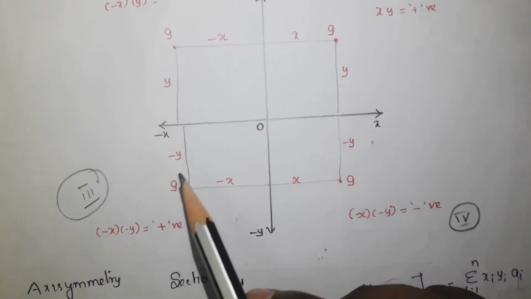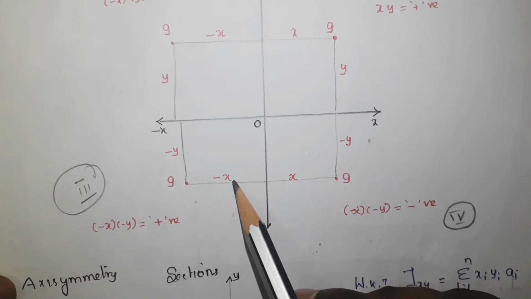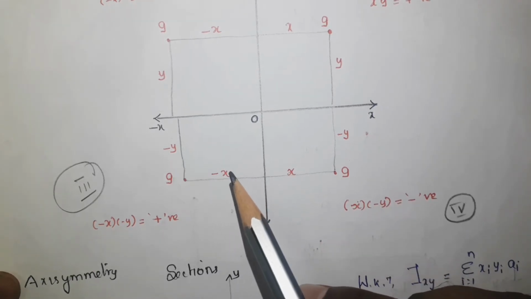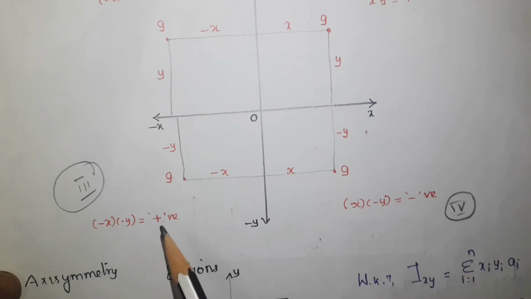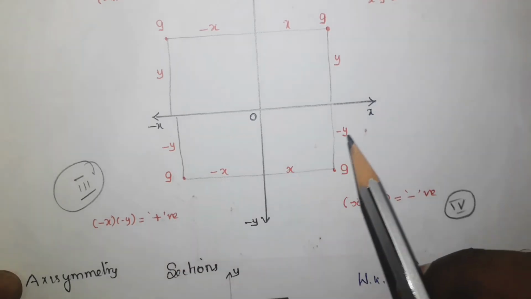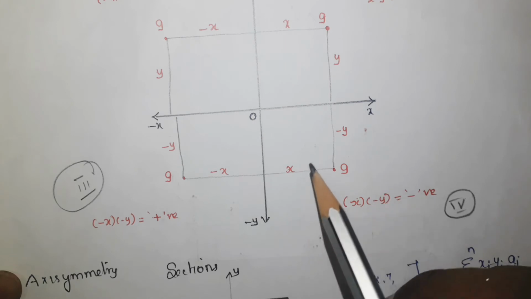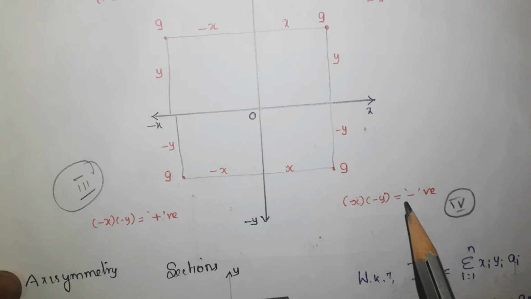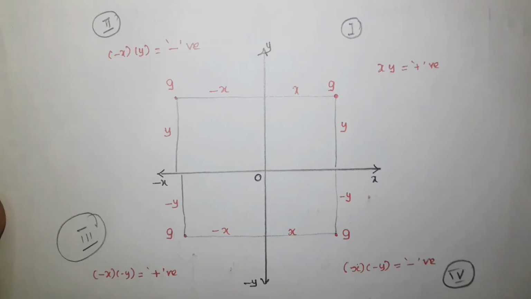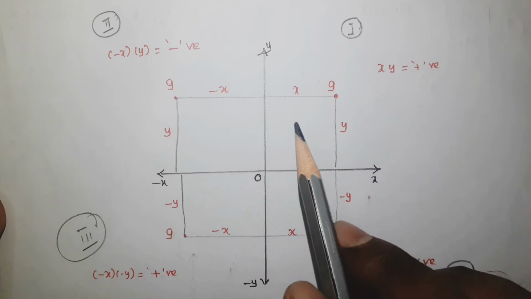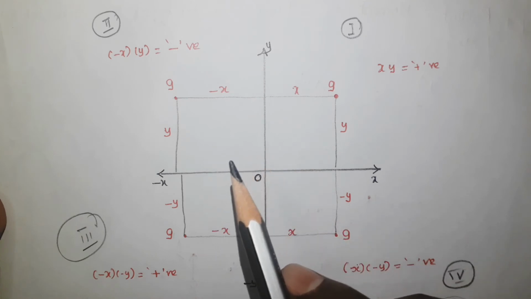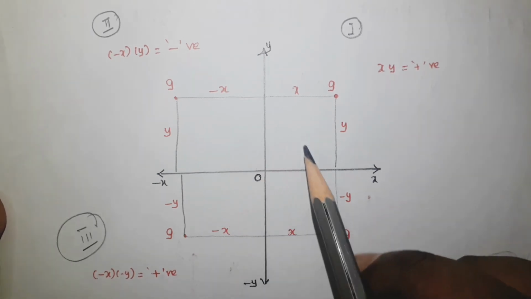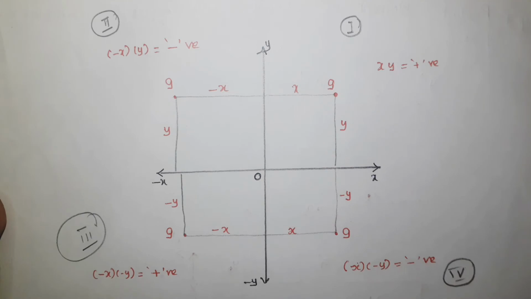Similarly, if the maximum material is in the third quadrant, then both x and y will be negative. Now the multiplication of these two will be positive. Similarly, if the maximum material is in the fourth quadrant, then the y component will be negative, and the multiplication of these two will again be negative. Now it is evident that the product moment of inertia can be positive or negative depending upon where the maximum material is located, or also the position of the coordinate axis. This is the first property.